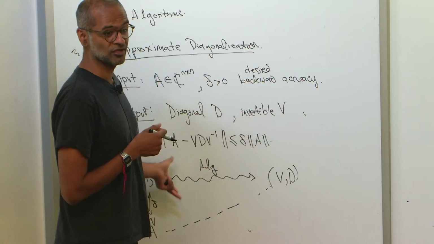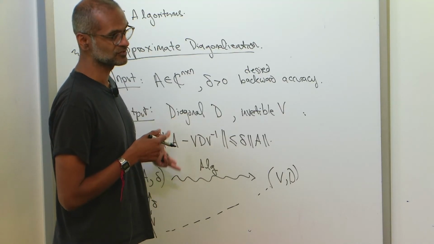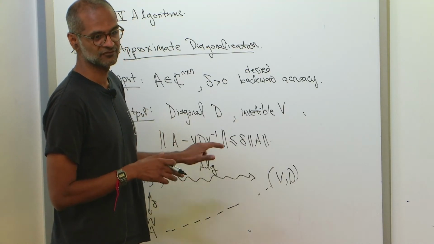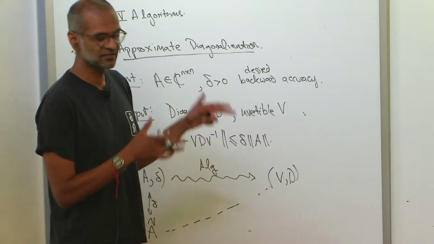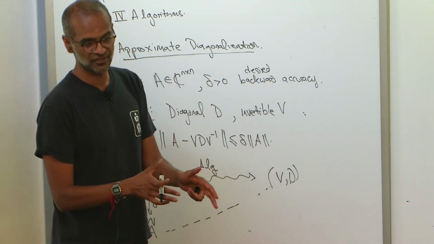Okay, so I should say this is different from numerical analysis, where backward stability is a property of an algorithm. I'm using this as a solution concept, as a way to define an approximate computational problem, which is more of a theoretical computer science way of doing things. First you define the problem, then you study the algorithm.